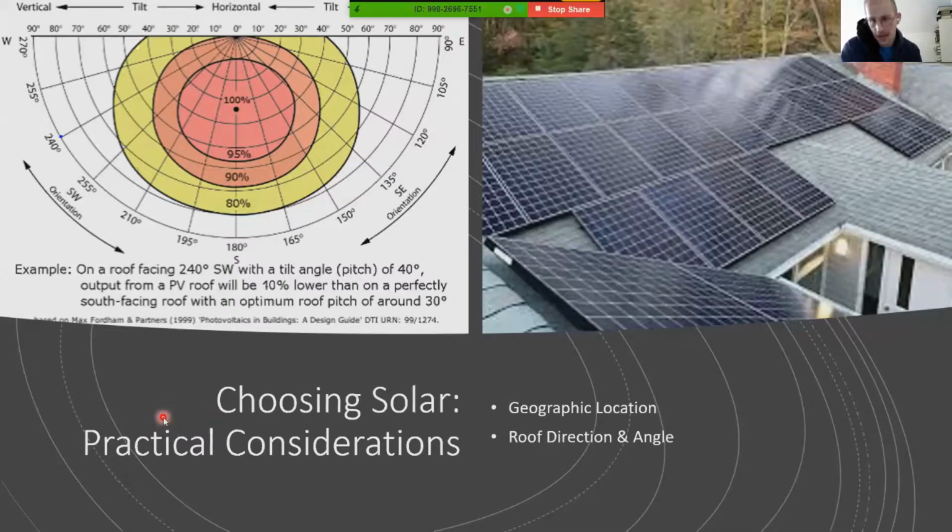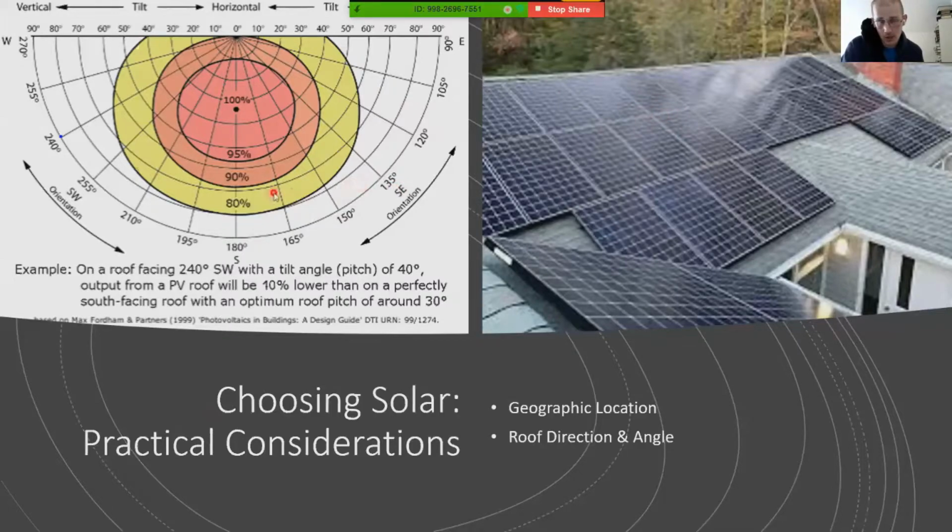And the angle is not as much of an issue because the mounting brackets can make up for the angle of your roof if it's too sloped. Not so much if it's too steep, but you can work around that more easily than you can the direction of your roof.